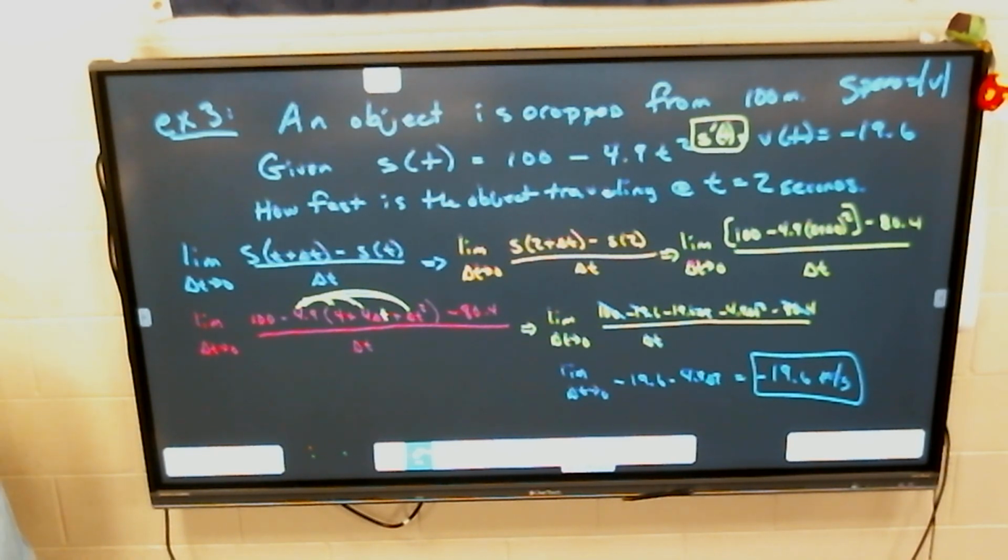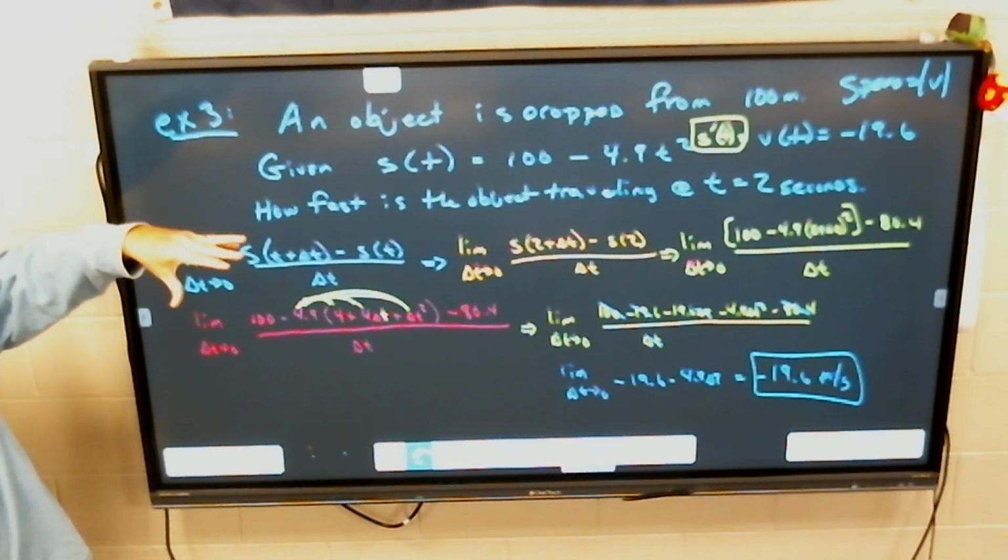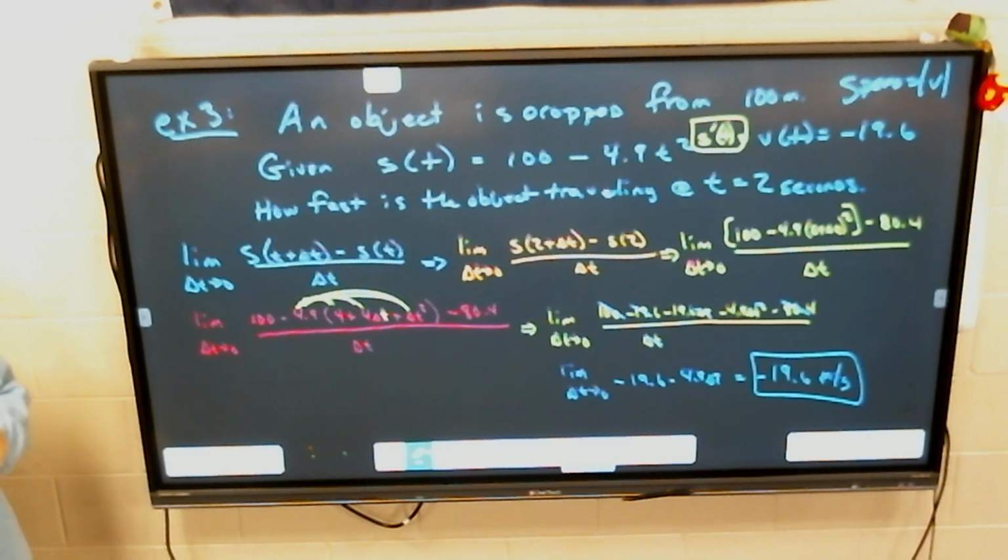So what that means is, I drop this object, if in exactly 2 seconds I shoot it with a radar gun, tell me how fast it's traveling, or if it had a speedometer, it would tell me it's traveling at negative 19.6 meters per second. That's how fast that thing is.